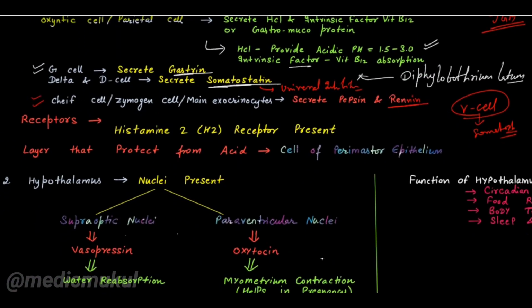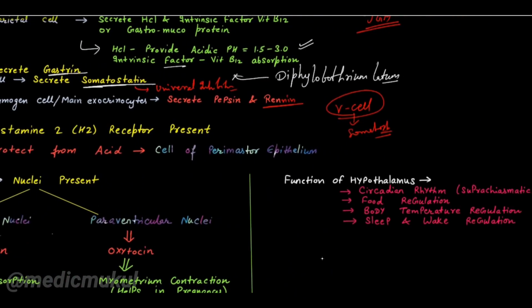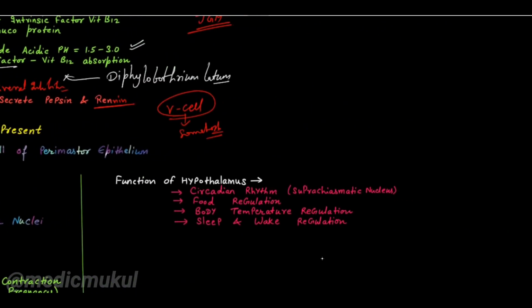Then the next one, the receptor present in the gastric gland. Which receptor? That is the histamine 2 receptor, present in our gastric gland or in our stomach. What do they do? They maintain acidity. That is when we use histamine 2 blockers, the drugs ending with -idine like famotidine and ranitidine, or Zantac, that we use as H2 blockers.